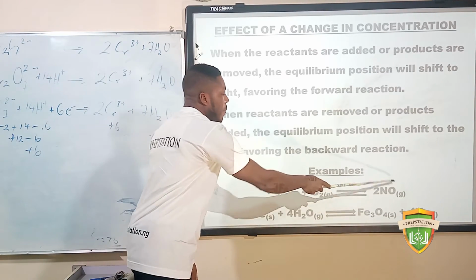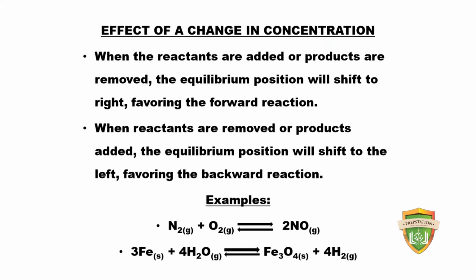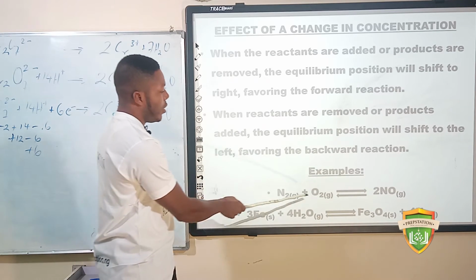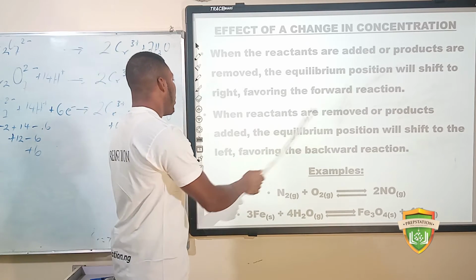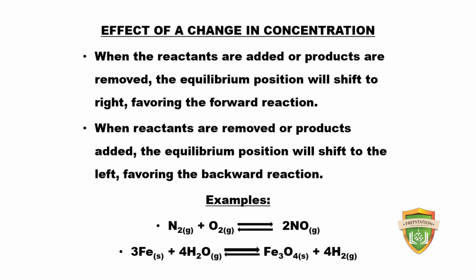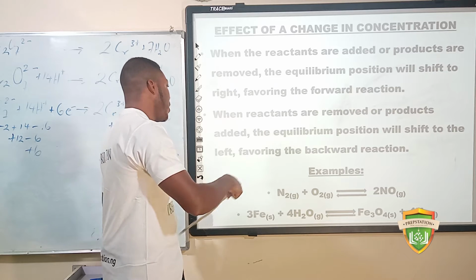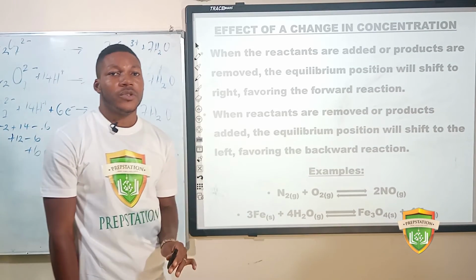Or when you remove most of the products, more product will be formed. So when the reactants are added or products are removed, the equilibrium position will shift to the right, favoring the forward reaction. But when reactants are removed, which are the reactants, N2 and O2, when any of these are removed or products are added, the equilibrium position will shift to the left. This is the backward reaction, favoring the backward reaction.